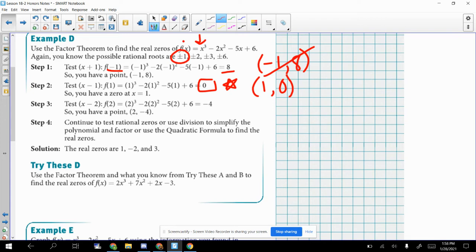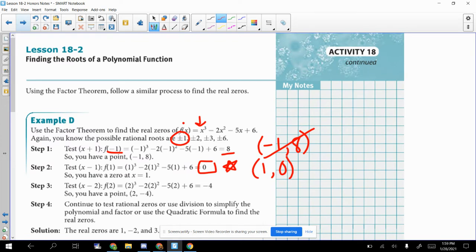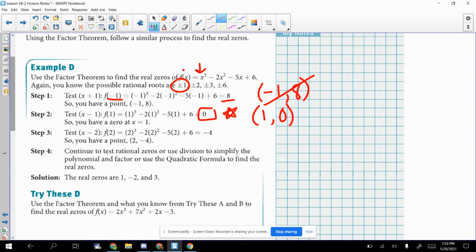But keep in mind that you know from steps A and B that there should be either 2 or 0 positive real roots and only 1 negative. So once you've found your negative, you can stop testing for that, and then you would just test the positive numbers. So that's a little bit of a shortcut. They end up getting the same thing here, that 1, negative 2, and 3 are the real zeros or real roots. Okay, so now we're going to go ahead and try this.